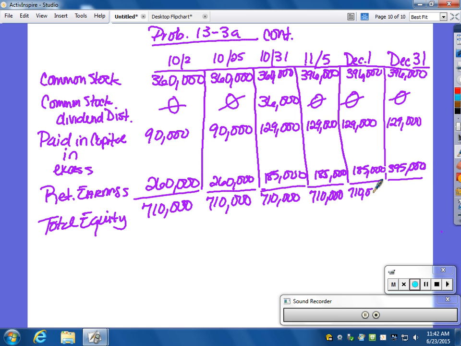So that means for December 31st, total equity was how much? 396,000 plus 129,000 plus 395,000 is 920,000. For retained earnings, they state that retained earnings started off at 320,000, and the journal entry for October 2nd shows that retained earnings decreased by 60,000. So you subtract 60,000 from 320,000.